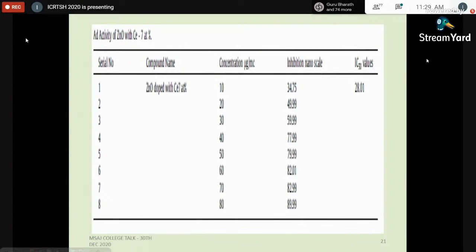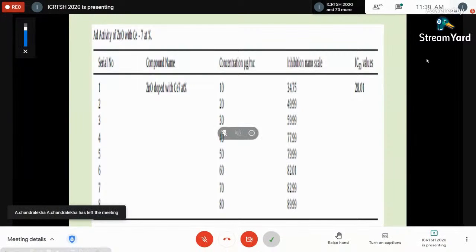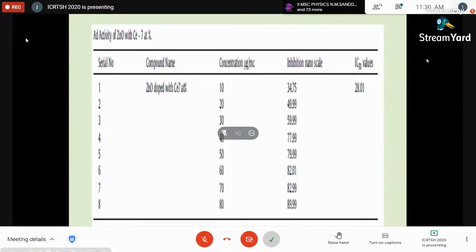So 28.01 for 7 atomic percent. From this we can identify that when the atomic percentage goes from 3 to 5 to 7, it is said to increase, and the IC50 value decreases. So we are going in a proper manner. Our material is said to be perfect. We can identify this through the anti-diabetic activity.